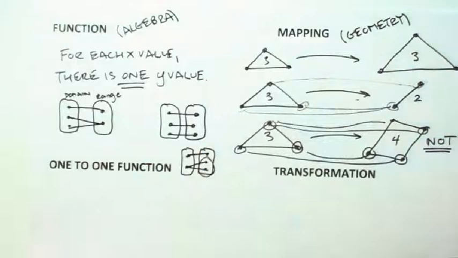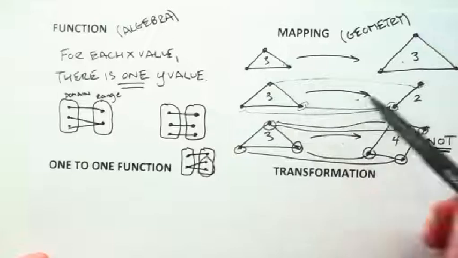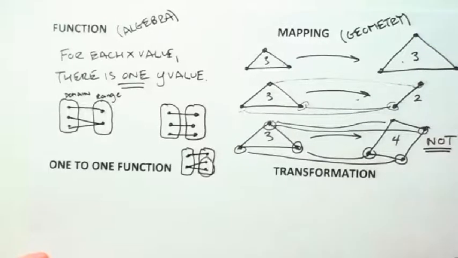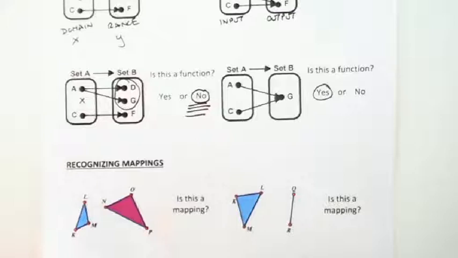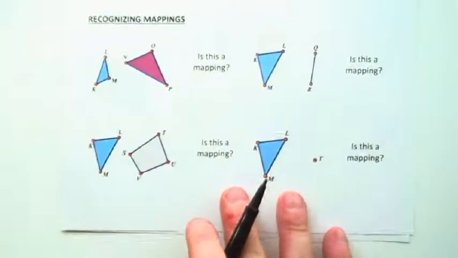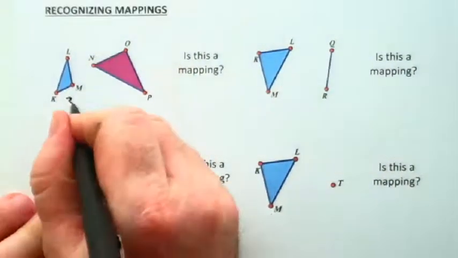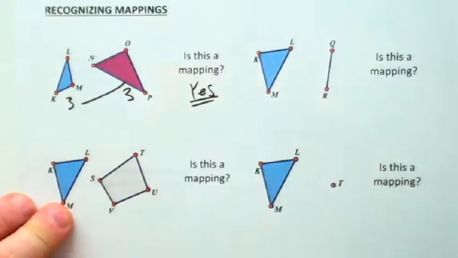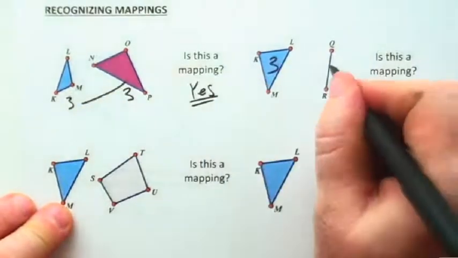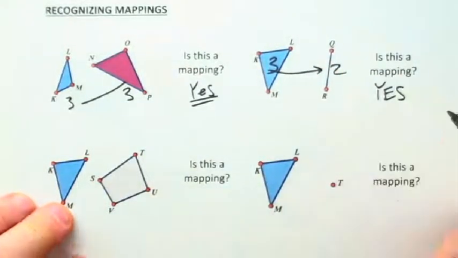Now, truth be told, we're not interested in mappings in general. We want triangles to stay as triangles. We don't want them turning into segments and stuff like that. Let's take a look at what determining mappings might look like. So here we start with 3 points and we map to 3 points. Yes, this is a mapping. Here we start with 3 and we map to 2. We don't like this, but yes, this is a mapping.